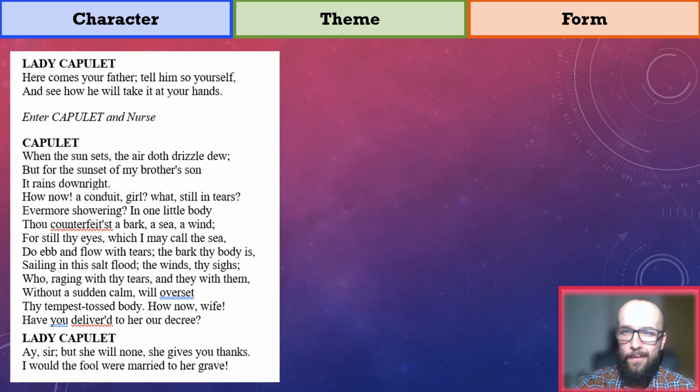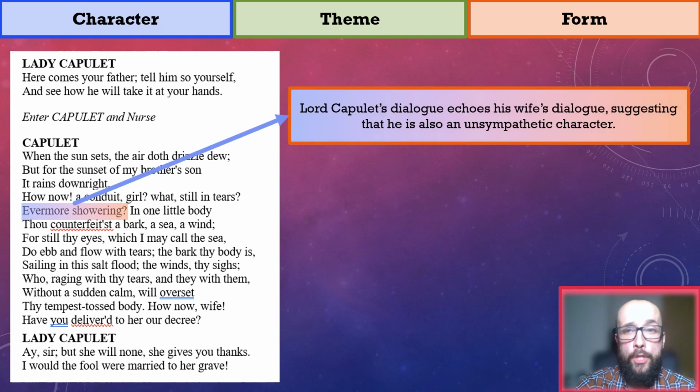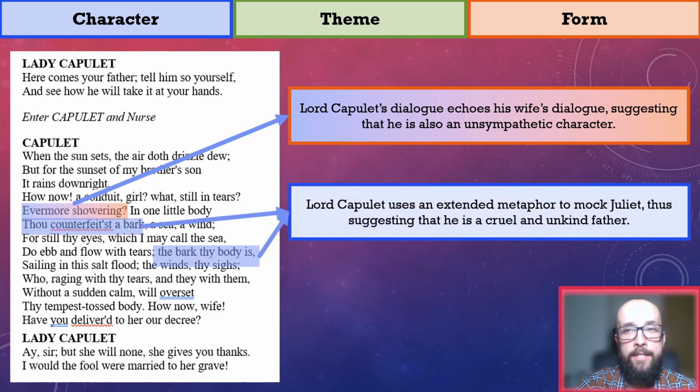After that bombshell, Lord Capulet enters the scene. Now, his dialogue initially echoes his wife's, given that he also asks if Juliet is ever more showering, with showering here referring to her crying. Much like his wife, this suggests that Lord Capulet is also an unsympathetic character. Indeed, this impression is evident elsewhere in his opening stretch of dialogue, for Lord Capulet uses an extended metaphor in which he compares Juliet to a little boat lost at the sea formed by her tears, in order to mock her. Lord Capulet is clearly then not a very kind father.